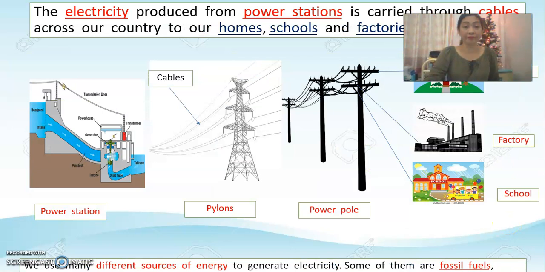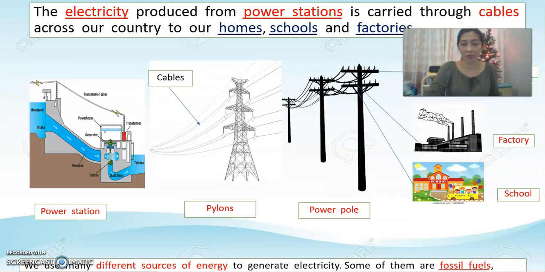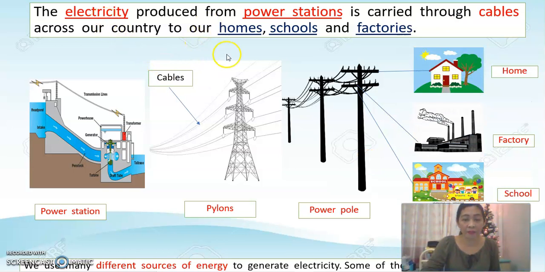This is an example of a power station, and this explains why we have electricity. Electricity is produced from the power station. This is cable, this is pylons, this is power pole, and this is home, factory, and school. That's why we have electricity because of the power station.